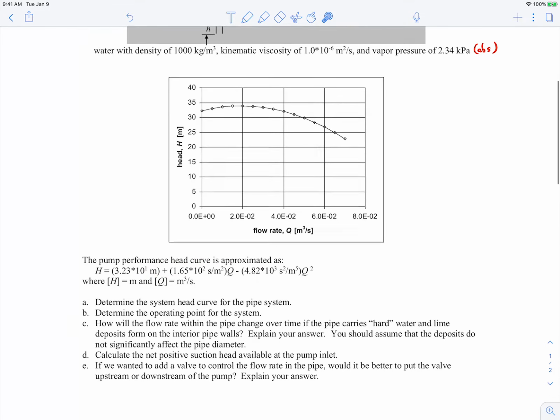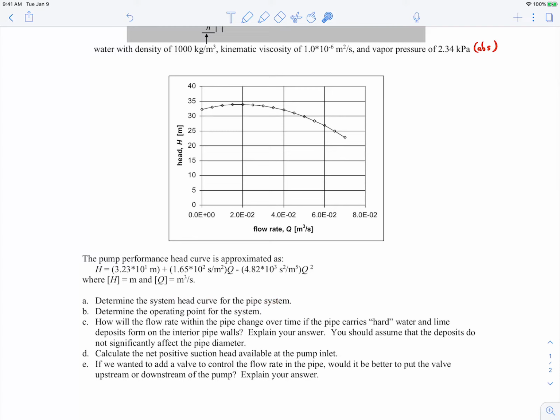We're asked to determine the system head curve for this pipe system, the operating point for the system. By operating point, I mean what volumetric flow rate will we actually be operating at? How will the flow rate within the pipe change over time if the pipe carries hard water and lime deposits form on the interior pipe walls? So let's talk about that a little bit later.